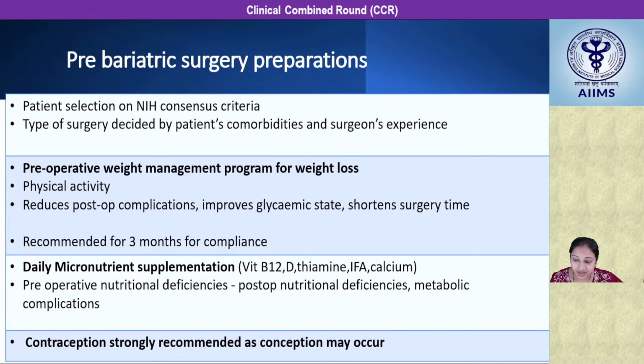In pre-bariatric surgery preparations, the patient is selected on NIH consensus criteria. The type of surgery is decided on the basis of the patient's comorbidities and the surgeon's experience. It mainly consists of a preoperative weight management program, which includes weight loss by diet and physical activity. This will reduce post-op complications, shorten surgery time and improve the glycemic status of the patient, and also includes micronutrient supplementation to prevent pre-op nutritional deficiencies, post-op nutritional deficiencies, and metabolic complications. Contraception during this period is strongly recommended as conception may occur.